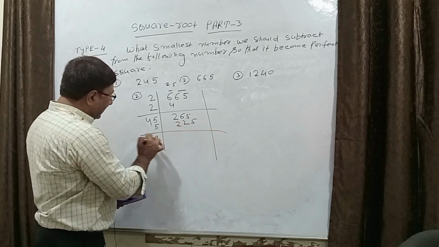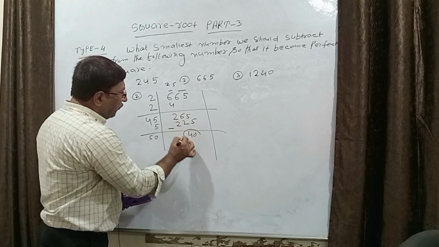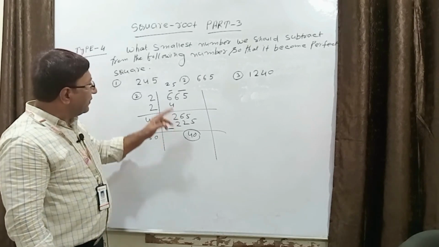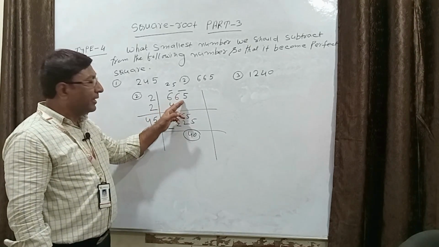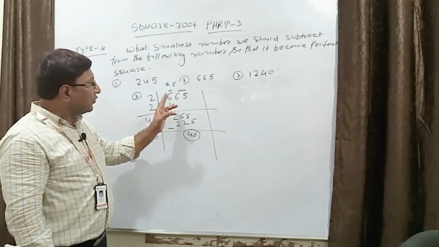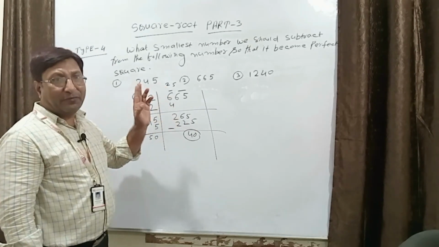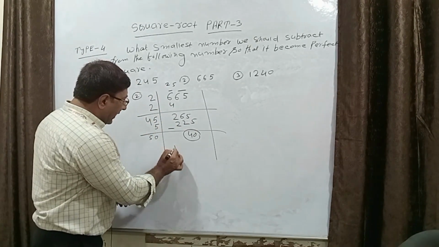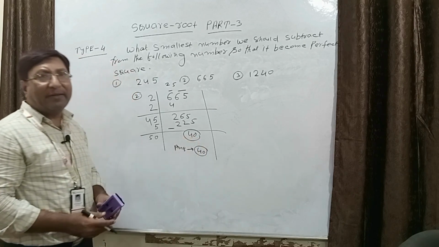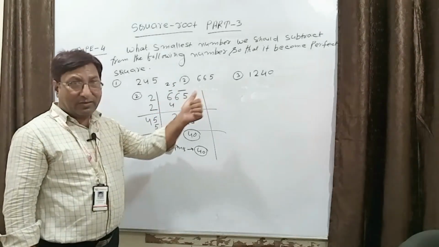Now you see this is 10, this is 5. Subtract this number, you will get 40. So our correct answer is 40. When we subtract 40 from here, we will get 625. And 625 is a perfect square. It is the square of 25. So here our correct answer is 40. Now again explaining the same, that is the third question.